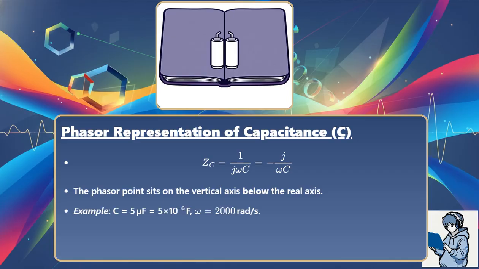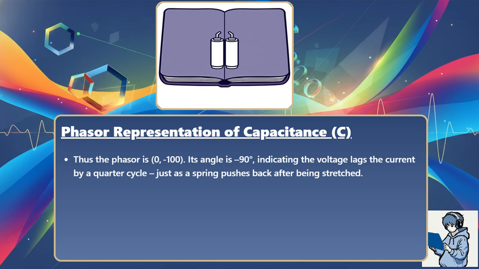Example: C equals 5 microfarads equals 5 times 10 to the minus 6 farads. Omega equals 2000 radians per second. Z sub C equals negative j divided by (2000 times 5 times 10 to the minus 6) equals negative j100 ohms. Thus the phasor is (0, minus 100). Its angle is minus 90 degrees, indicating the voltage lags the current by a quarter cycle, just as a spring pushes back after being stretched.